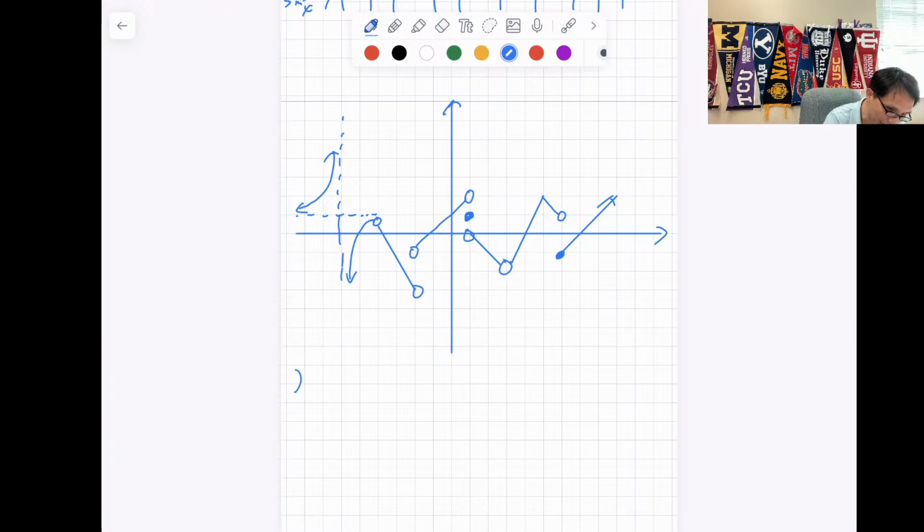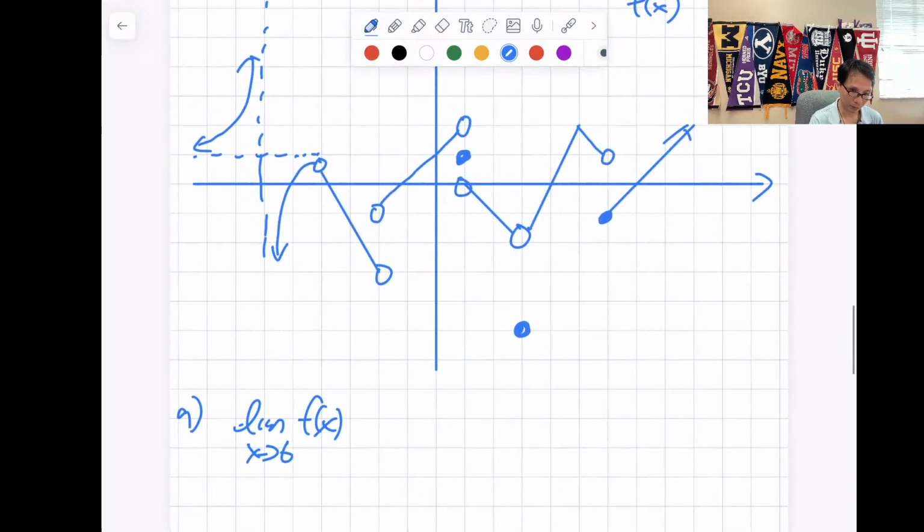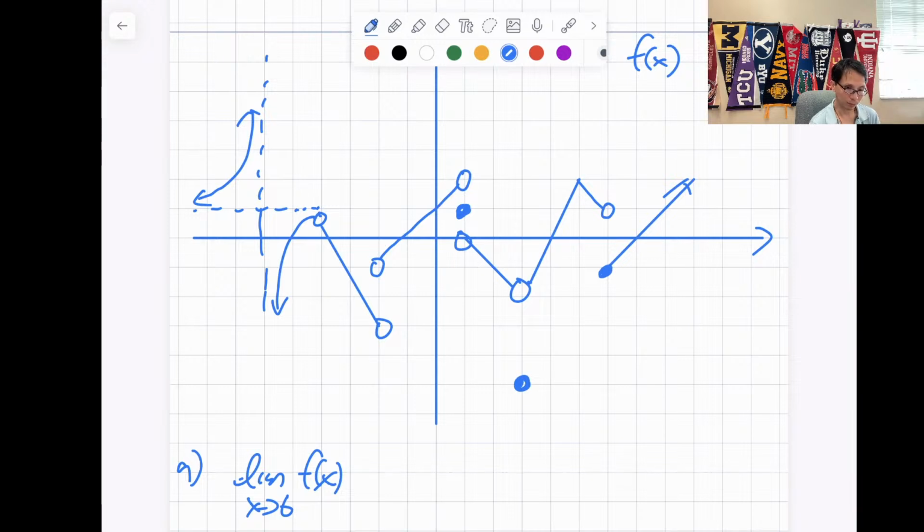Okay, so the first question I'm going to ask you is, what happens when x approaches 6? Sorry, I'm going to put a point here. What happens when x approaches 1, 2, 3, 4, 5, 6? What happens to the limit as x approaches 6 of f of x, if this is the f of x graph? All right, you guys can count.